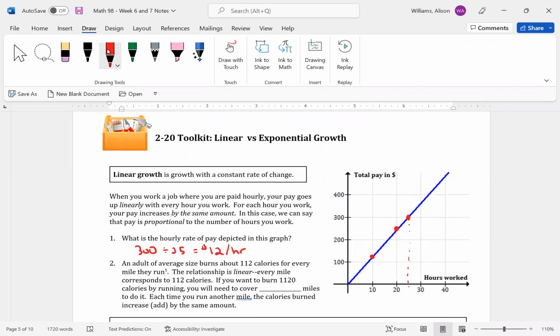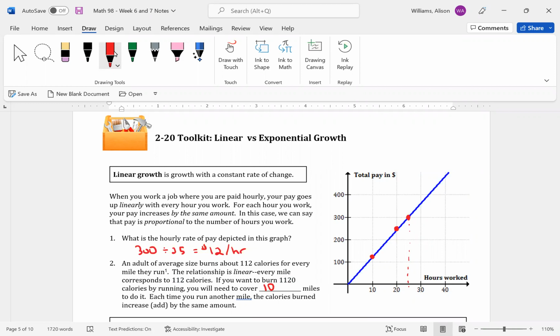Okay. So an adult of average size burns 112 calories for every mile they run. The relationship is linear. Every mile corresponds to 112 calories. If you want to burn 1,120 calories by running, you would need to run how many miles? Well, I notice that if this is 112 calories and you're wanting to burn 1,120 calories, that's 10 times as much. If I multiply 112 by 10, that gives me 1,120. So that means 10 miles is what I would need to run.